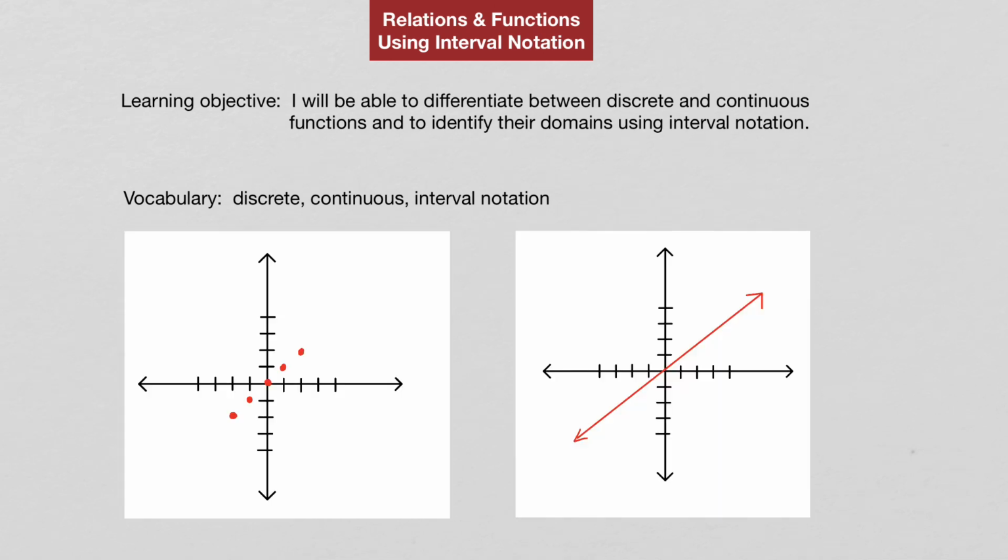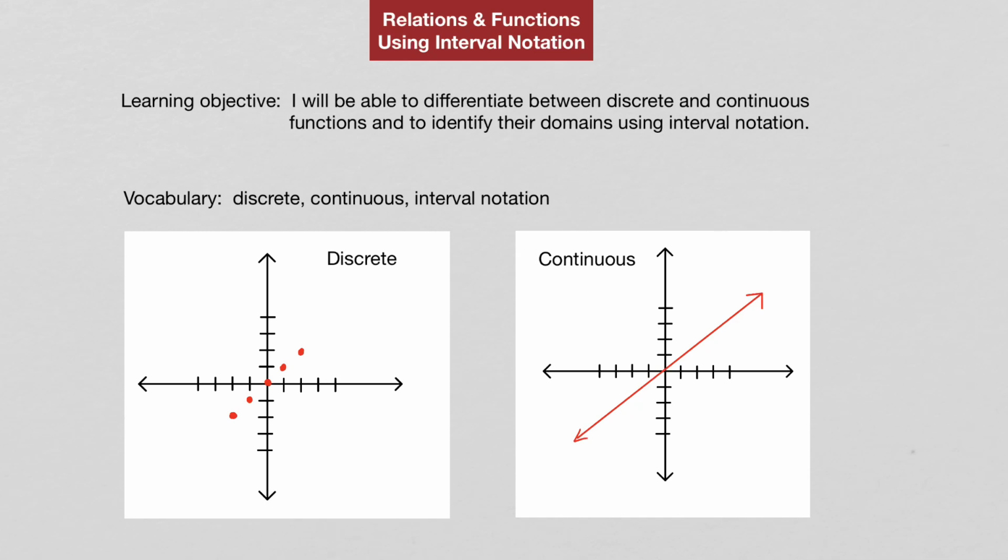So below we have two types of functions. The one on the left is called a discrete function because the dots are discrete or very specific values, whereas on the right we have a continuous function because the line consists of an infinite number of points.